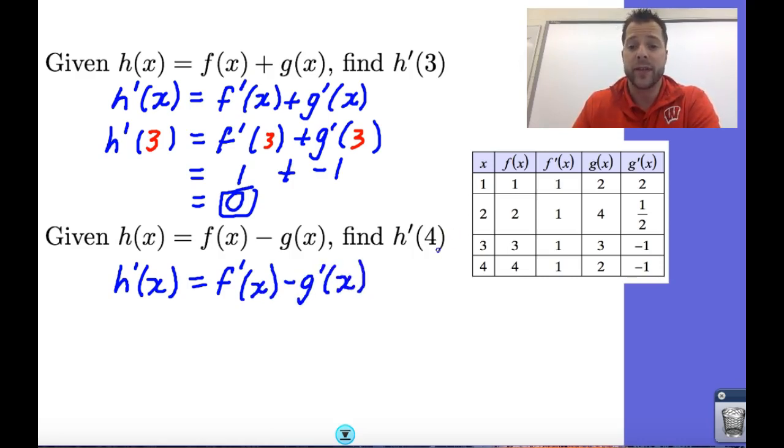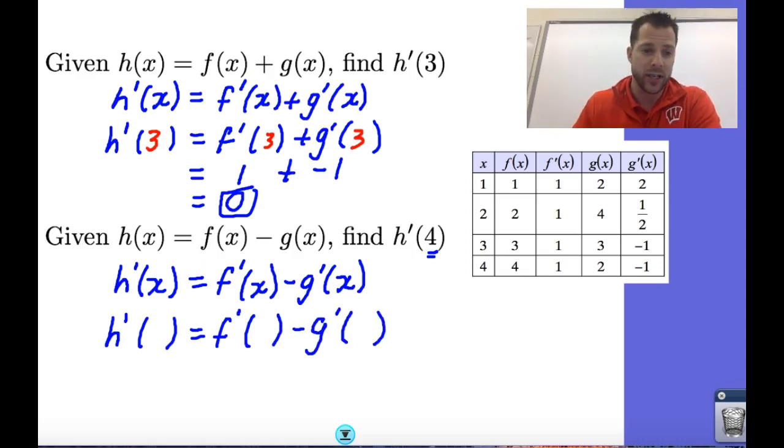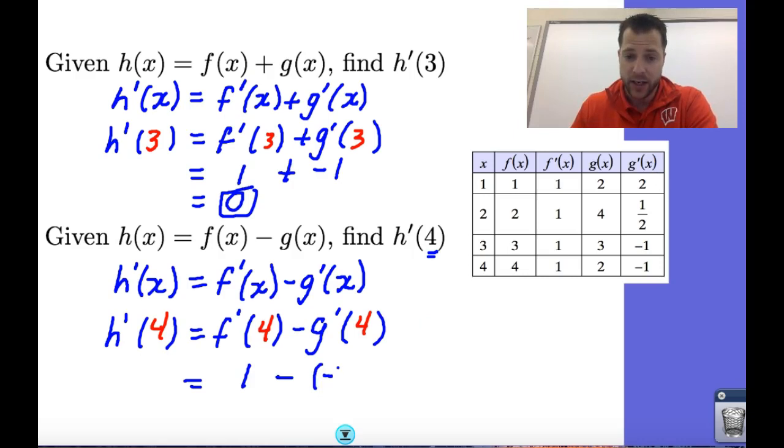So once I take the derivative, I'm looking now with an x value of 4, so I'm looking at h prime of 4. So again, I'm going to go ahead and just use a different color for my x value here so you can see the illustration. I like this better so I can visualize it. So 4, 4, and 4. Now once we take the derivative, we can go back to the table. So f prime of 4 is 1 minus g prime of 4. So I go to g prime of 4, which is -1, and 1 minus -1 is 2.